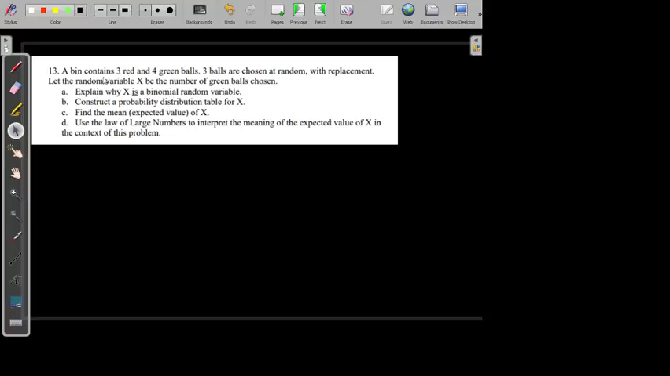A bin contains 3 reds and 4 green balls. So we have 3 reds, 1, 2, and 3, and we have 4 green, so that would be 1, 2, 3, 4. 3 balls are chosen at random. So I'm going to select 3, 1, 2, 3, with replacement.